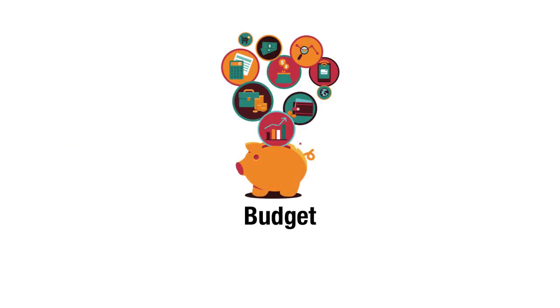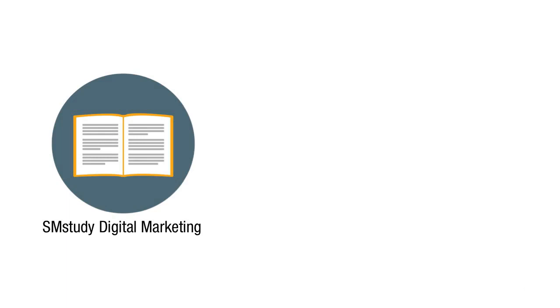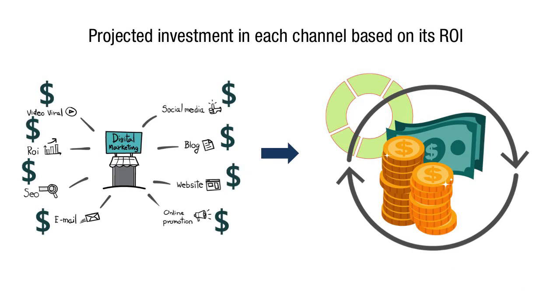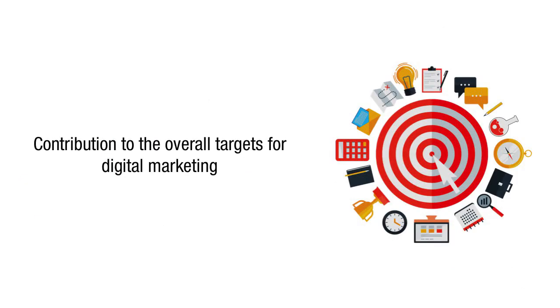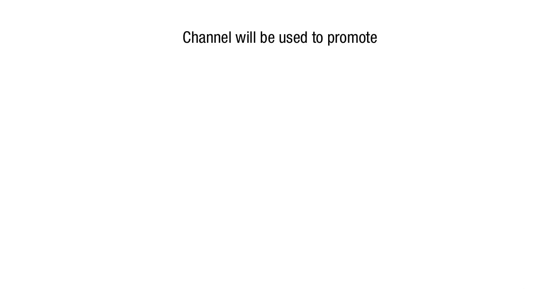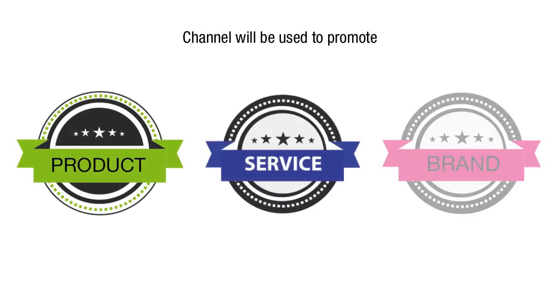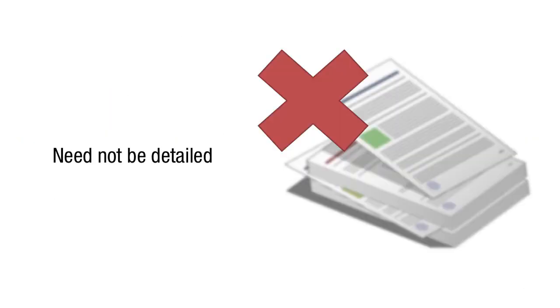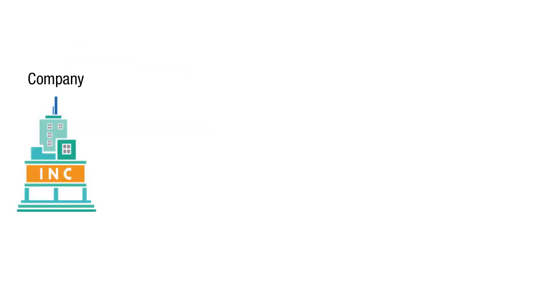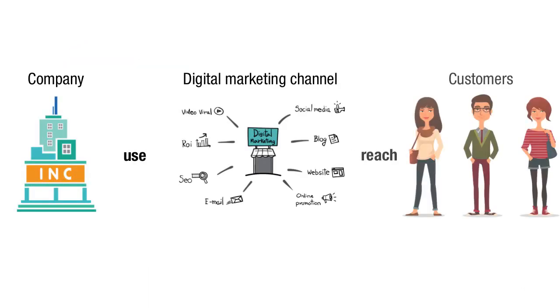2. Budget. The SM Study Digital Marketing Evaluation and Improvement Tool helps in determining the projected investment in each channel based on its ROI and contribution to the overall targets for digital marketing. 3. Usage. This should cover how the channel will be used to promote the product, service, or brand. It does not need to be detailed, but should include how the allocated budget will be used and how the company will use the channel to reach customers.